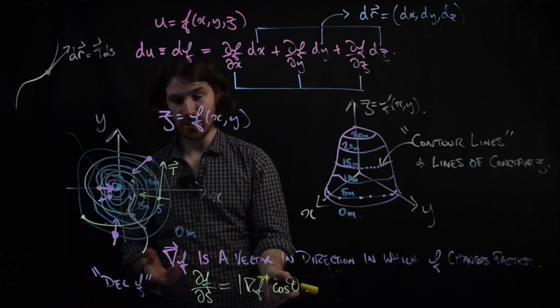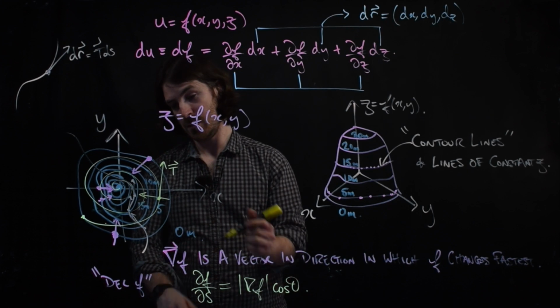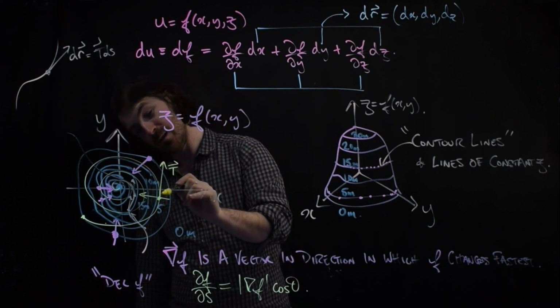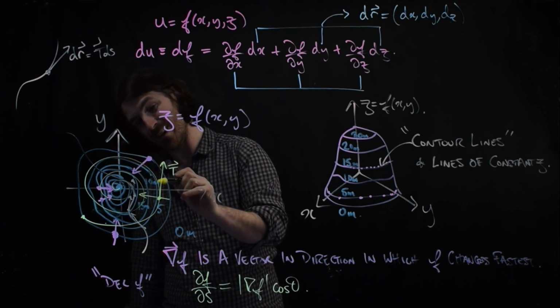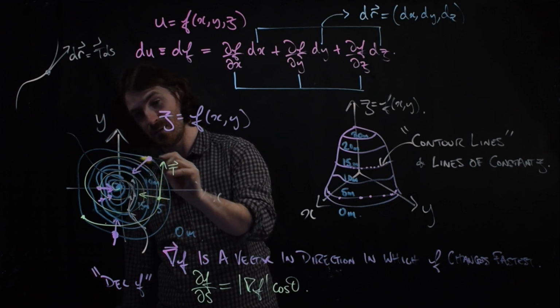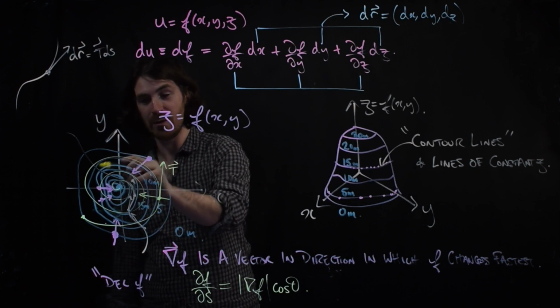So cosine theta will be close to 0, so the function will hardly change. And this is what we see, because as we're walking around here, we're walking around the contour basically, which is a line of constant z. So we're choosing a very lazy path where we're barely going up and down the mountain.